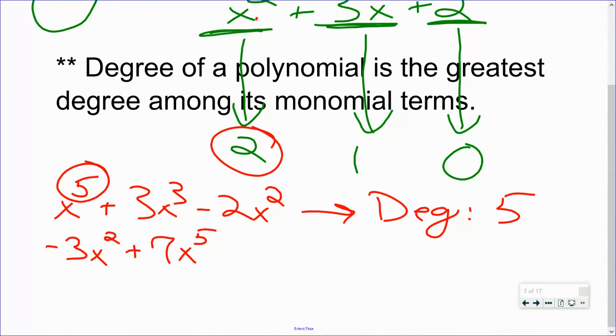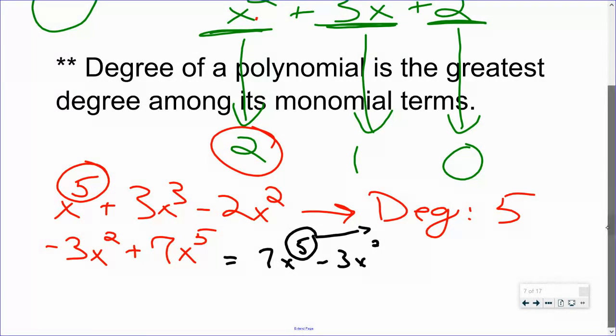Now, if I have this one, again written in standard form, highest to lowest, 5, 3, 2, because the 3 is here, that's going to be degree 3. This one, excuse me, is degree 5, because it's a 5. This one right here is not in standard form. It's almost always easier to write it into standard form, and then you can quickly decide that this is degree 5.